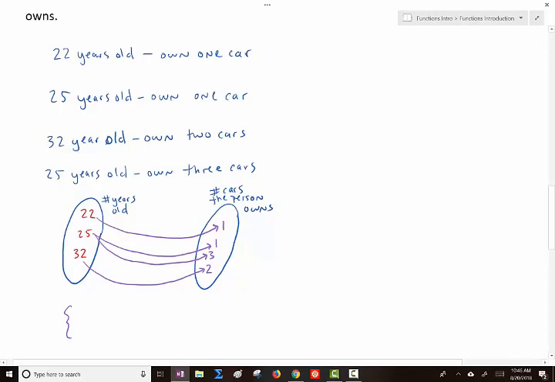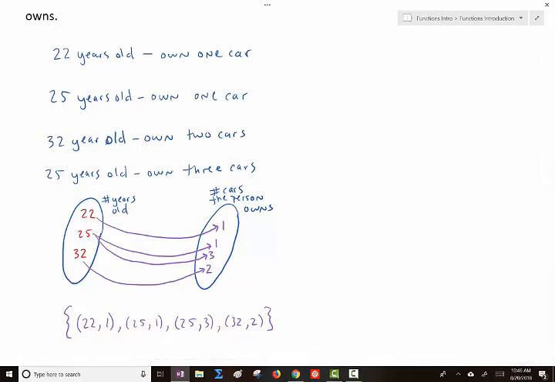So this is an example of a relation, and we can write it using our notation with the braces. First ordered pair, we'll use 22 as the number of years old. That person has one car. Then there's a 25-year-old who has one car. There's another 25-year-old who has three cars. And then there's a 32-year-old who has two cars. So again, by definition, it's an example of a relation.